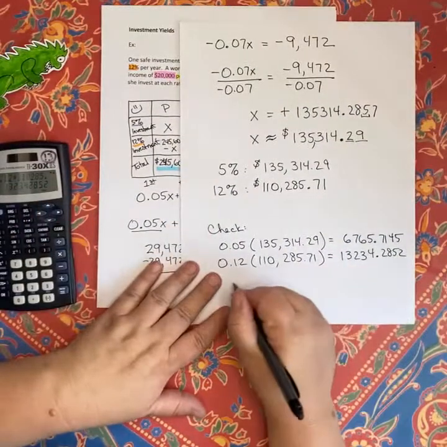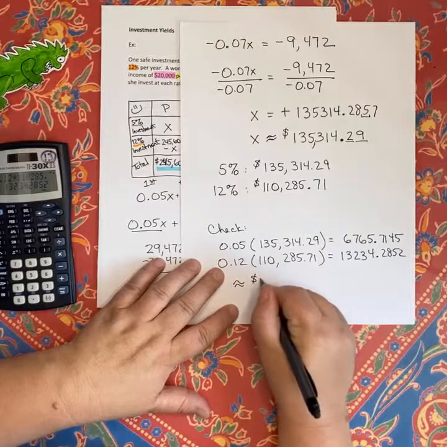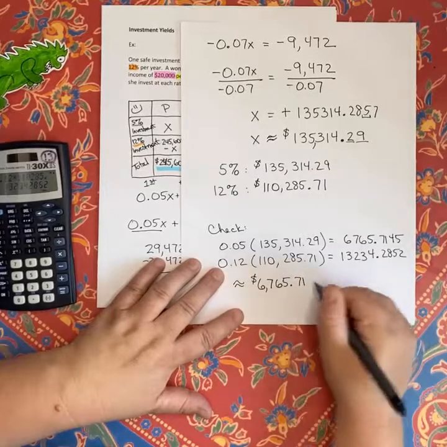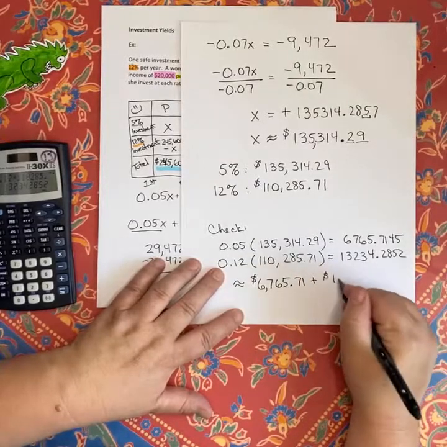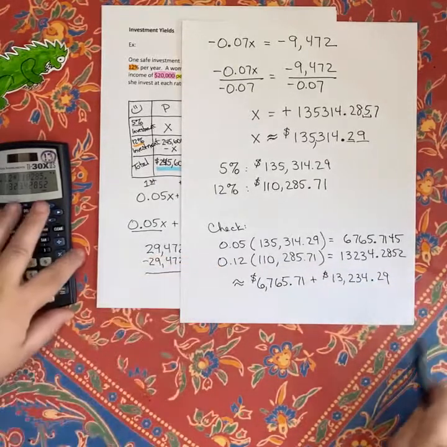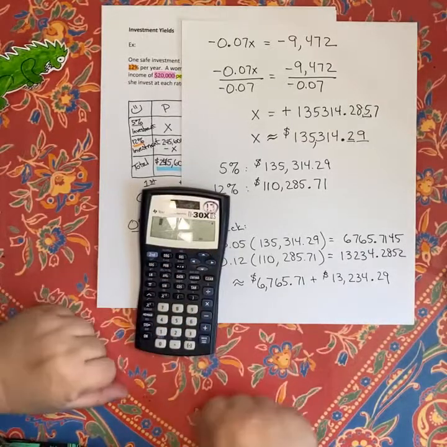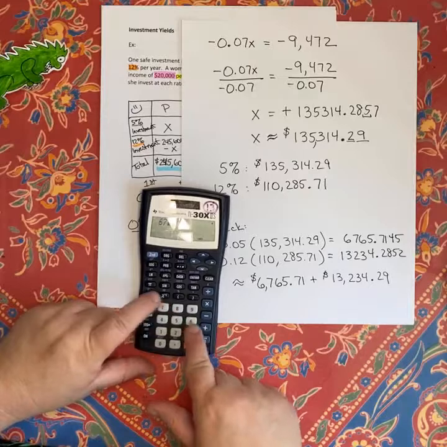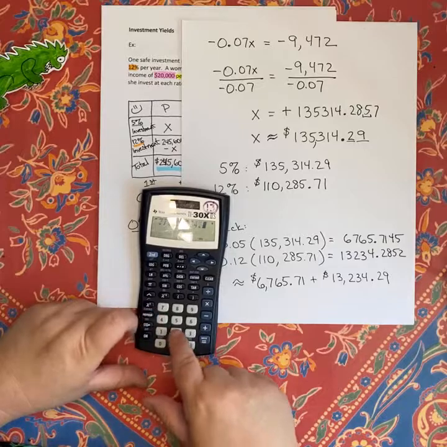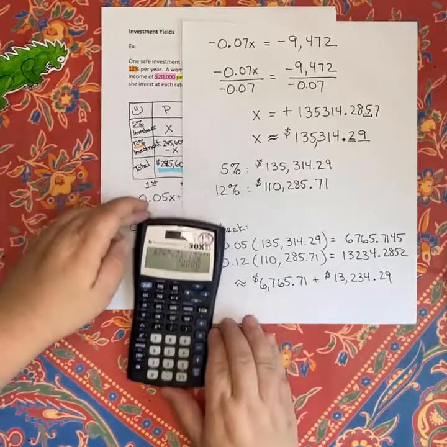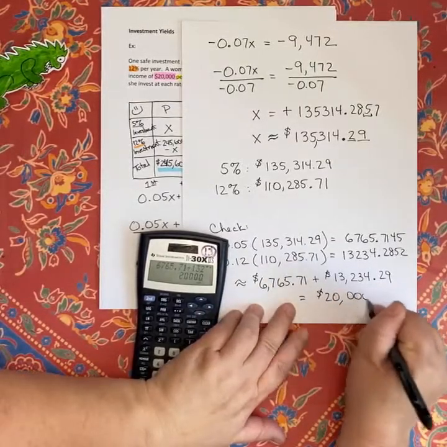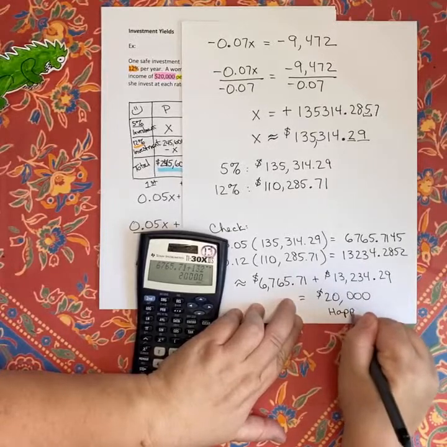So she would make approximately, from the first investment, $6,765.71, plus from the second investment, $13,234.29. And if we add these together, 6,765.71 plus 13,234.29 equals, it's all shiny so you can't tell, bam, equals $20,000 and a happy client. Yay!